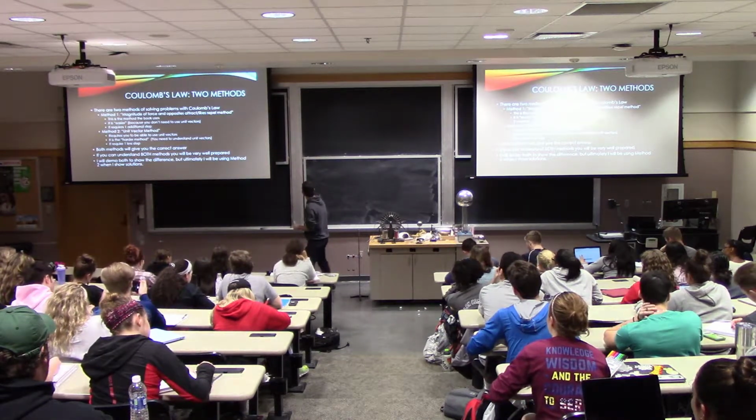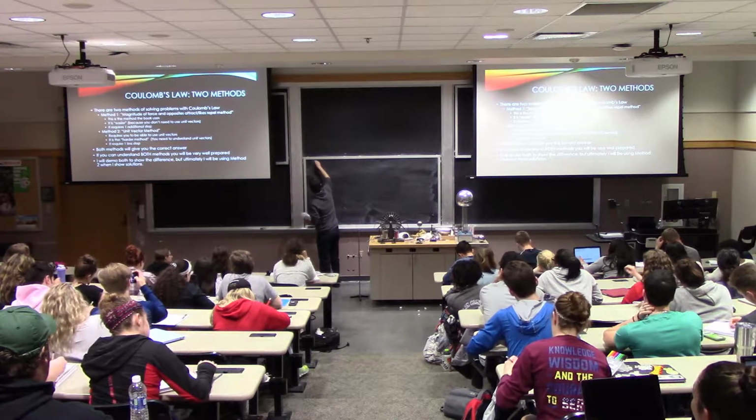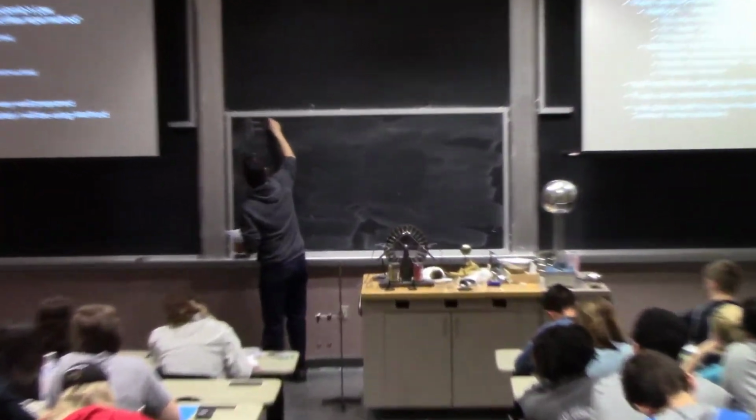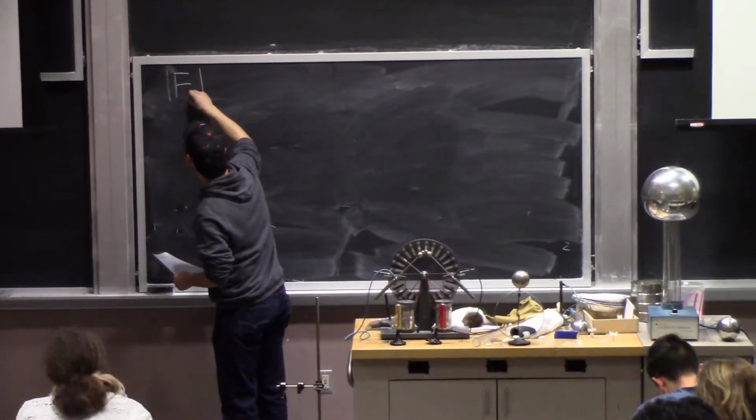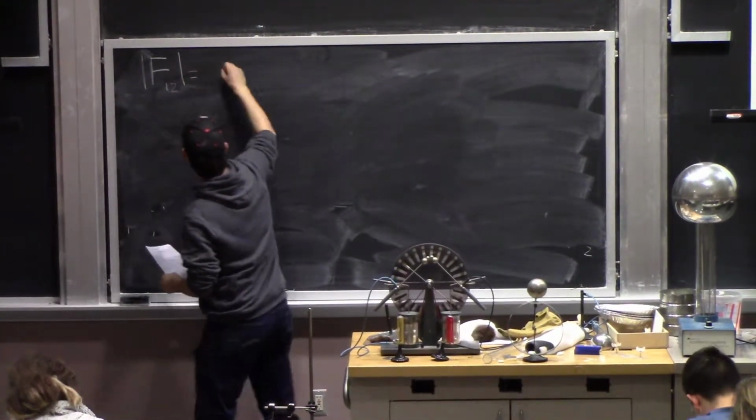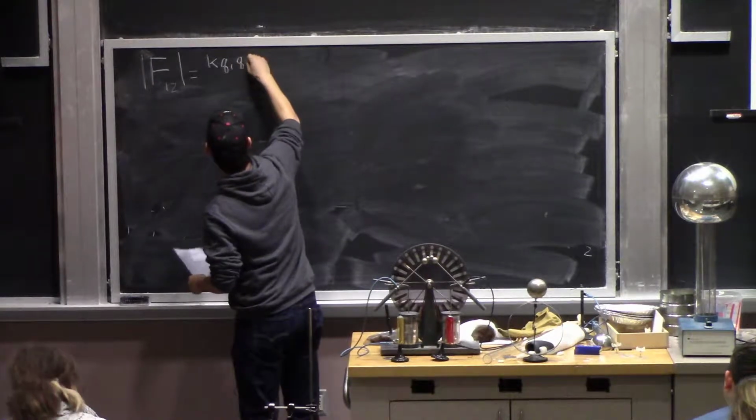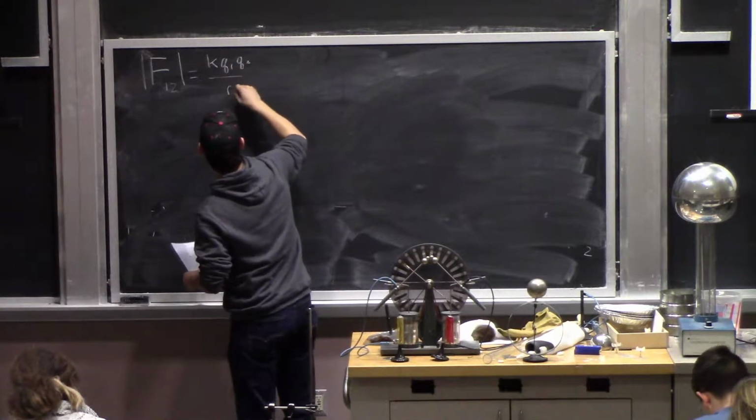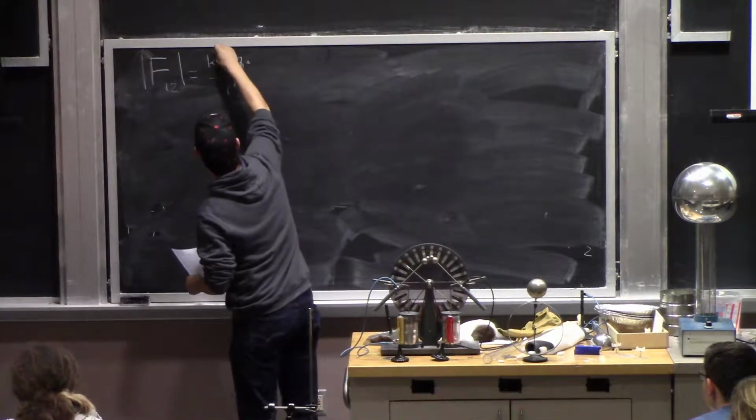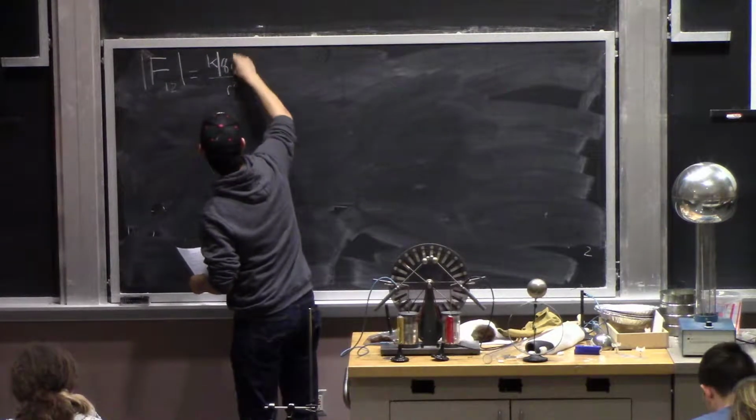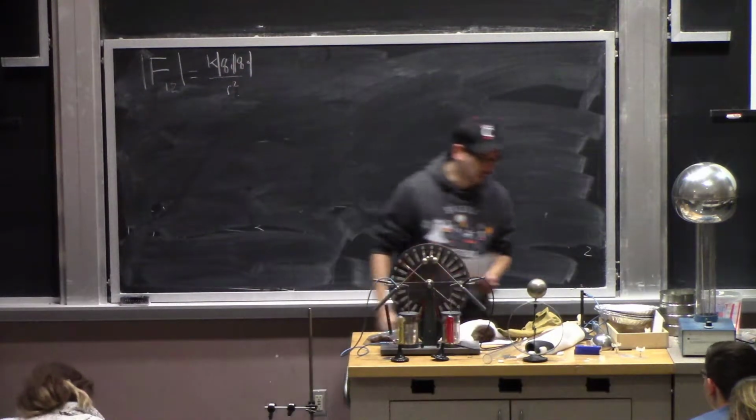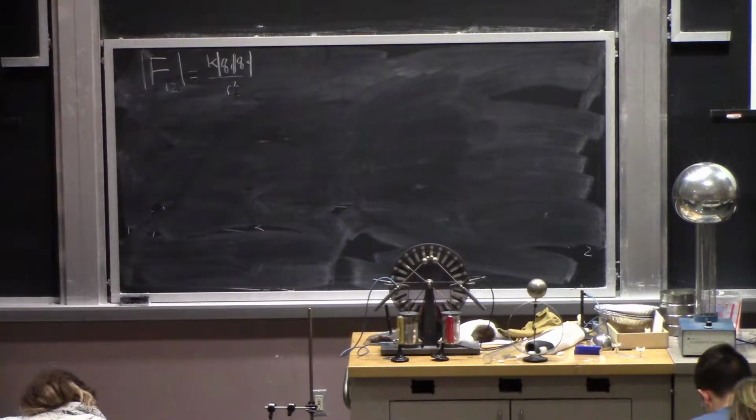So method 1 really relies on saying that you're going to take the absolute value of the force is going to be equal to K times Q1, Q2 divided by R squared, and take the magnitude of both of these charges. So what we're doing is we're getting rid of any negative signs in this. This is always going to be positive.